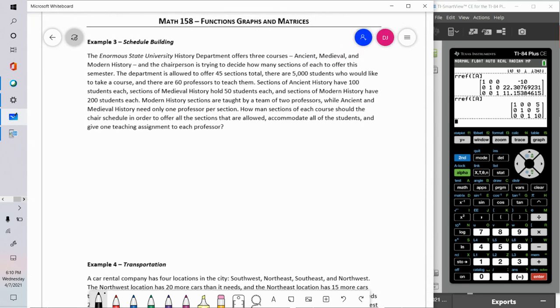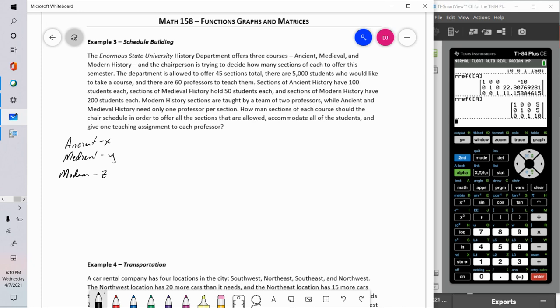The enormous State University History Department offers 3 courses: Ancient, Medieval, and Modern History. The chairperson is trying to decide how many sections of each to offer this semester. Now, rather than using A and B and whatever, because we have an AMM, I'm going to say that the ancient history is X, medieval history is Y, and modern history is Z. Notice I write these down. It's a very good thing to do.